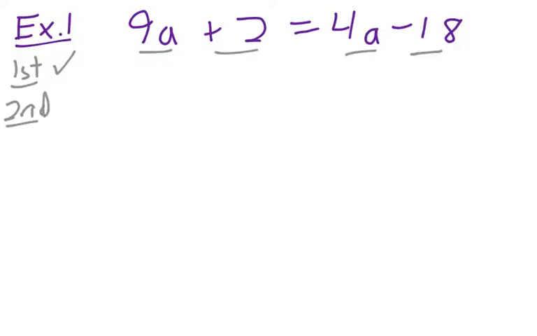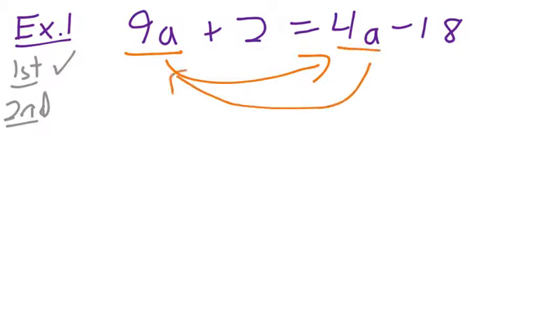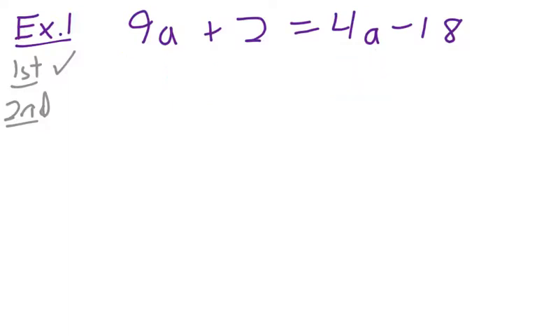We want to make sure that the variables are combined to one side by either adding or subtracting. So I can either move the 9a to the right side or the 4a to the left side. Which one do you think makes more sense? Can you take 9 from 4 or 4 from 9? That's right, 4 from 9 makes more sense. So we have a positive 4a, so a minus 4a will cancel that. Whatever you do to one side, you do to the other.